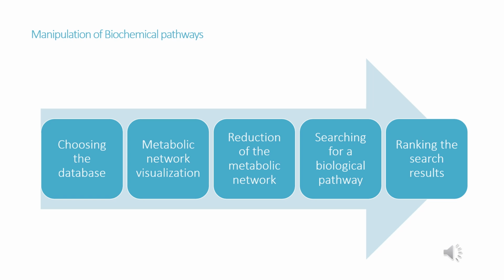The process of designing or manipulating a biological pathway consists of these 5 steps: choosing the database, metabolic network visualization, reduction or compression of the metabolic network, searching for a biological pathway or biochemical process, and ranking the search result. Choosing the database involves software such as KEGG Pathway, MetaCyc, and Metabolome, which include all biochemical pathways regarding the desired molecule or desired product.